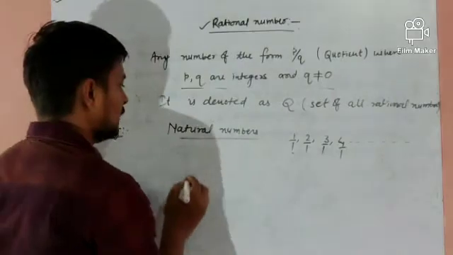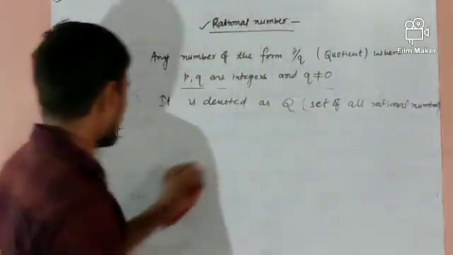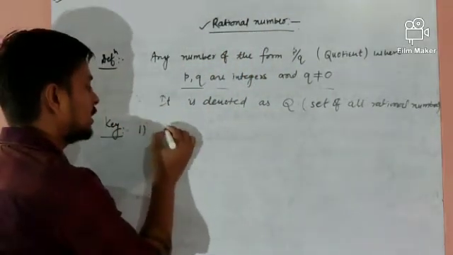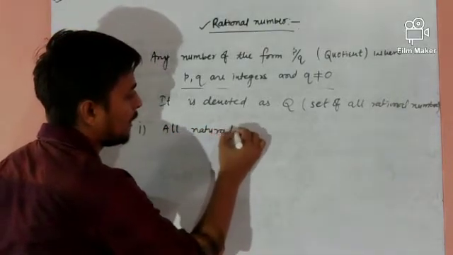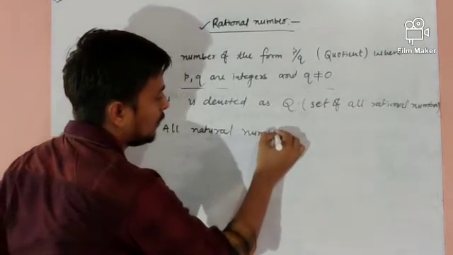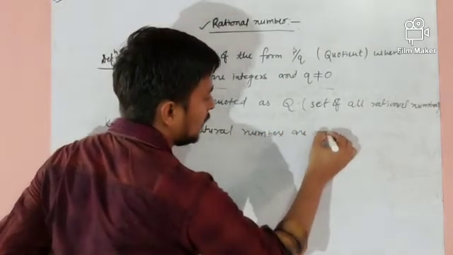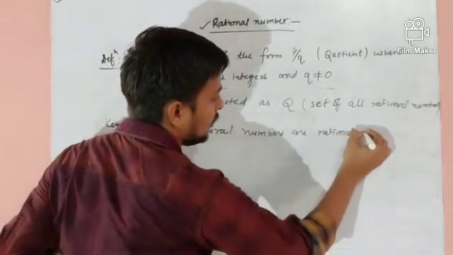So we can say one important point: first point, all natural numbers are rational numbers.